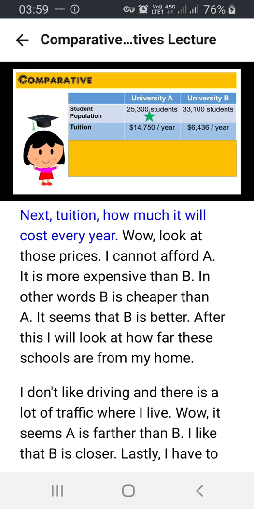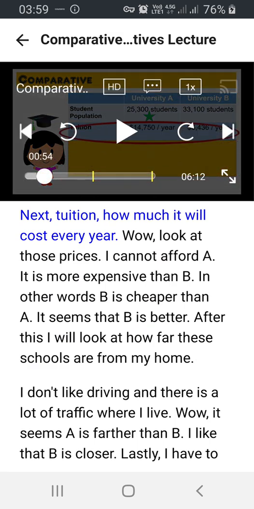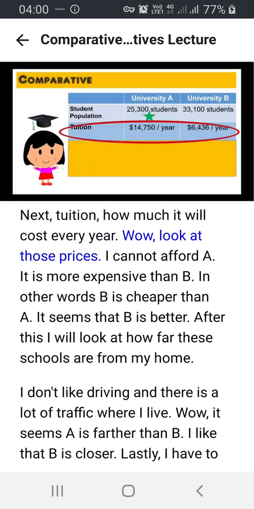Next, tuition. How much will it cost every year? Wow, look at those prices. I cannot afford A. It is more expensive than B. In other words, B is cheaper than A. It seems that B is better.